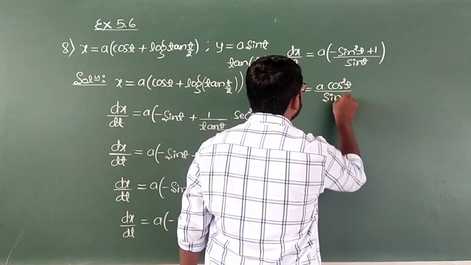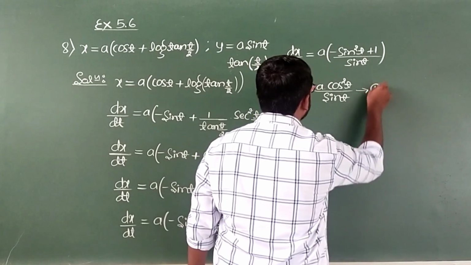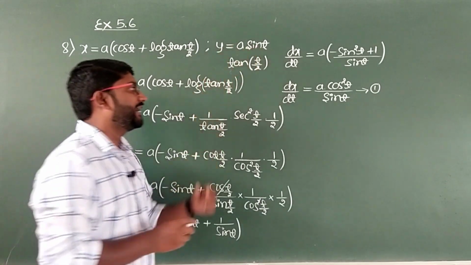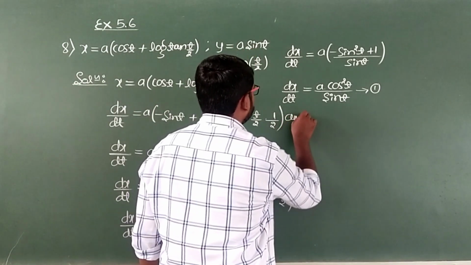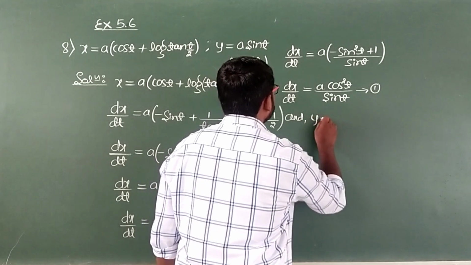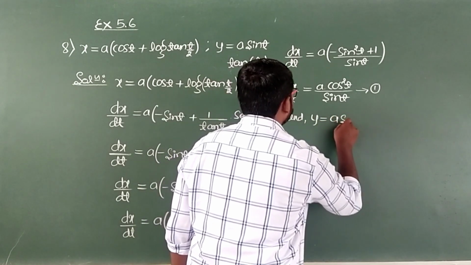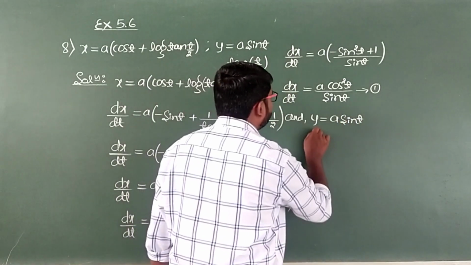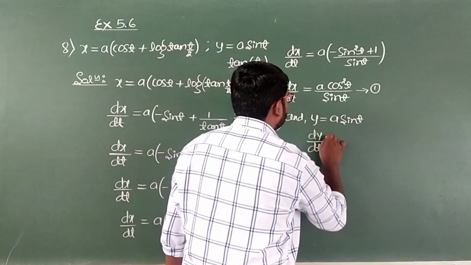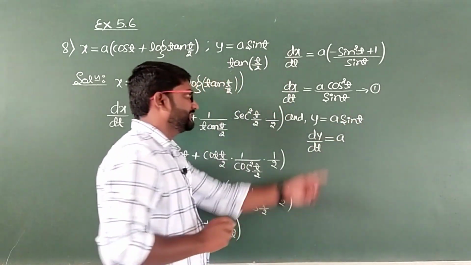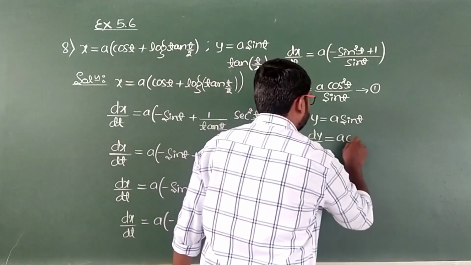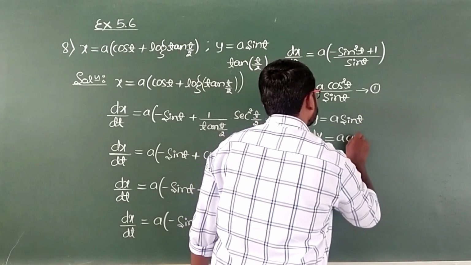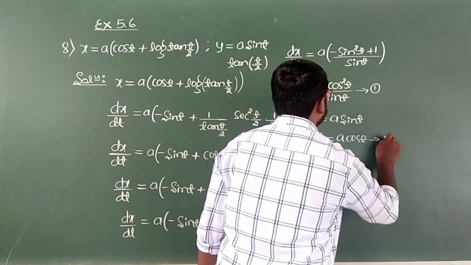So we are done with the dx by dt. Call this as equation number 1. Let us go for dy by dt now. I will be taking this function, y which is equals to a sin t. So differentiate both the sides with respect to t. We get dy by dt, this is equals to a, a is a constant, I will be writing it as it is. The derivative of sin t will be cos t. So it is a cos t. Call this as equation number 2.